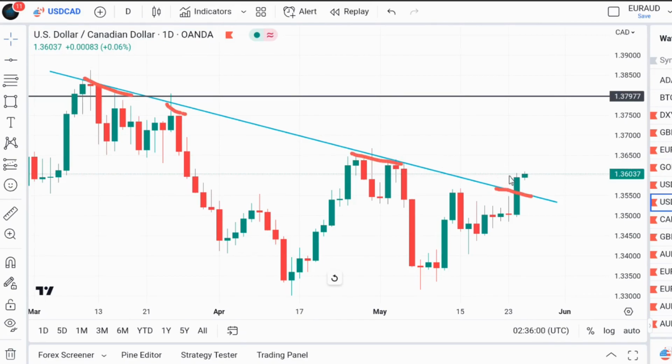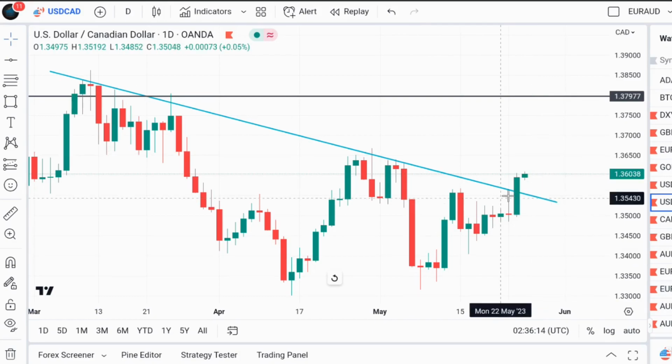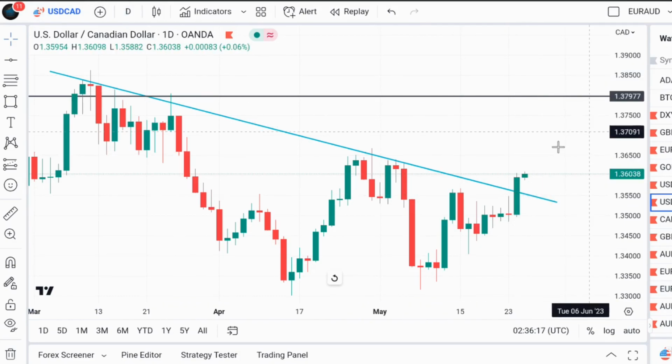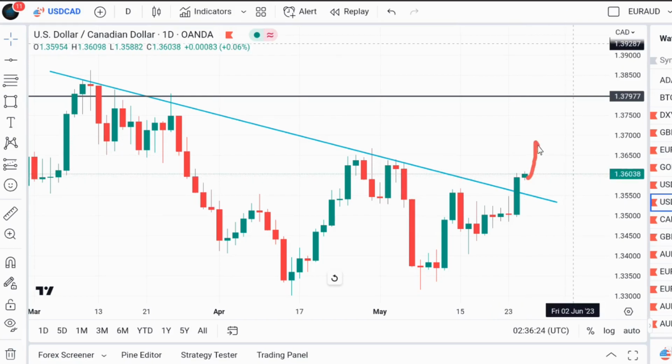we have a break of this with a large momentum bullish candlestick, which tells us that it might also proceed with a big daily candlestick. As you can see, we are in a daily time frame, so we might actually see a move to this area first, then a subsequent move to 1.37977, because that's where the opposite effects might actually come in.